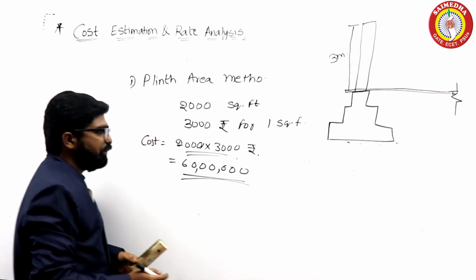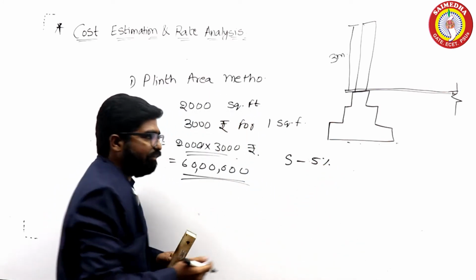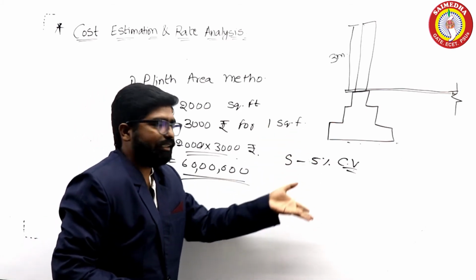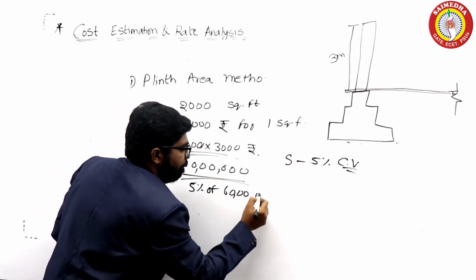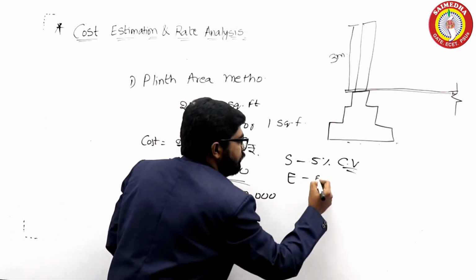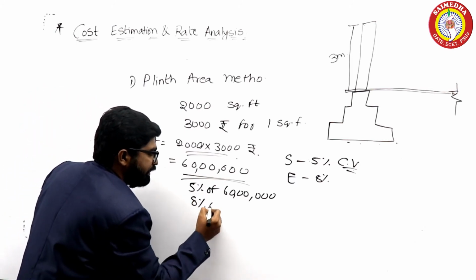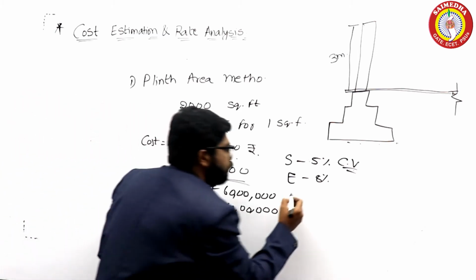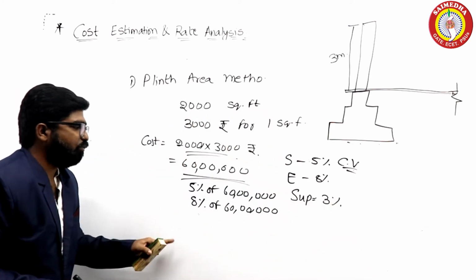Suppose I have sanitary or water supply of 5% of the total contract value. If my contract value is 60 lakhs, then 5% will go for water supply, so I am going to add 5% of 60 lakhs to the overall project cost, right? Next, if I have an electrification cost of 8%, again I need to add 8% of 60 lakhs. Suppose I have a supervision cost of 3% for this project, then what will you do?